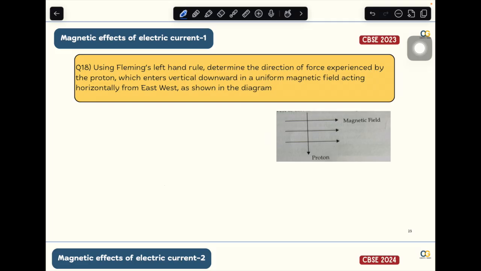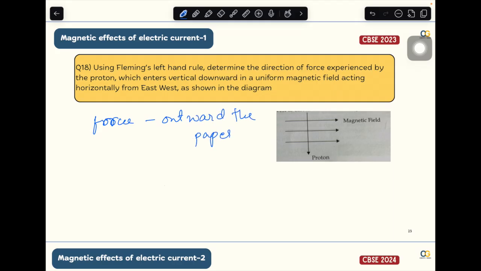So using the left hand, if my index finger is showing the direction of magnetic field, and the middle finger the direction of proton, which is the direction of current, because they're asking you to find the direction of force, right? So if it is like that, I can clearly see that, if you see the diagram, my thumb will be sticking out of the paper, so the force will be outward of the paper.